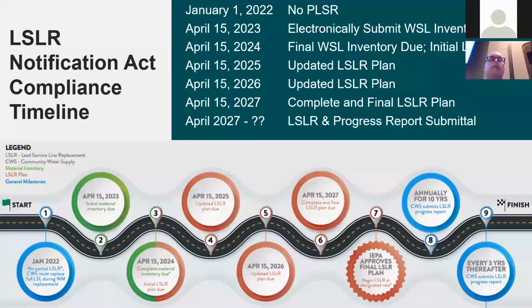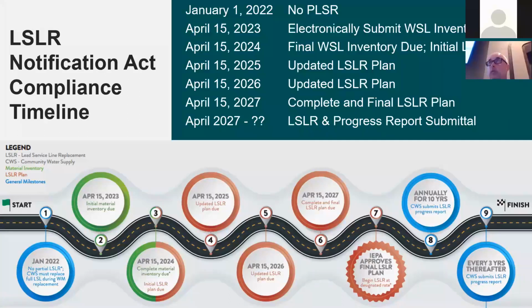Timeline, getting into, and here again, there's an infographic for the roadmap to compliance. The key dates are there in the upper right-hand corner for compliance. So January 1, 2022 is when this act is more or less effective. And that's also when it starts with the no partial lead service line replacements. Looks like I forgot a letter in there.